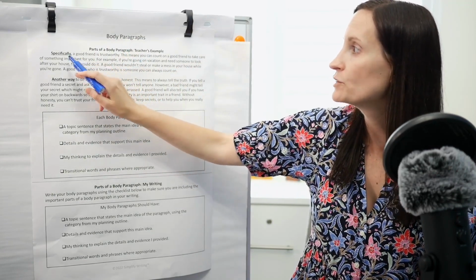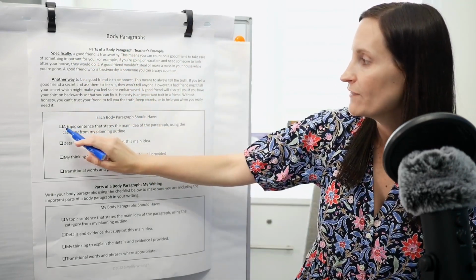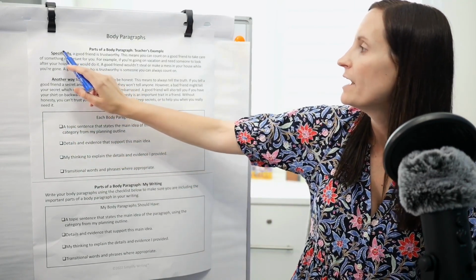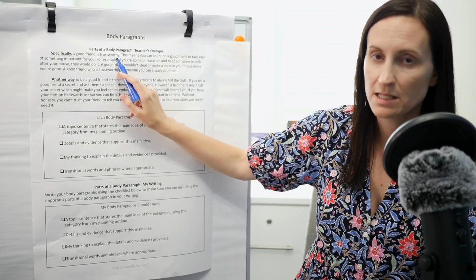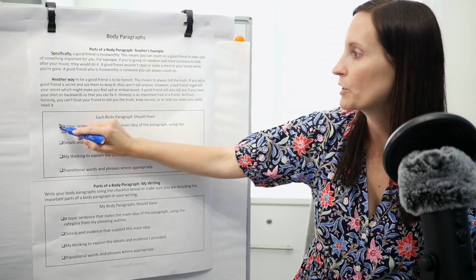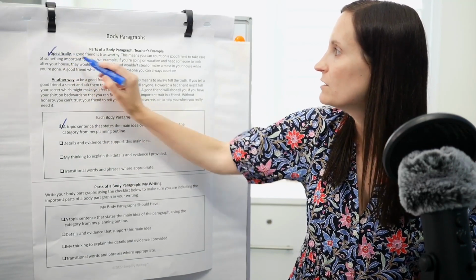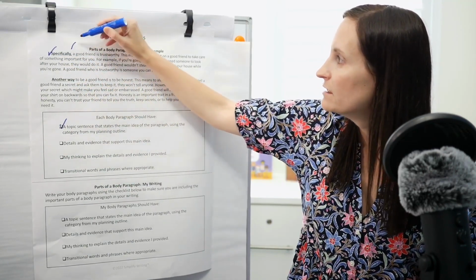And we have our transitions, and we're looking for a topic sentence that states the main idea. We have that right here: a good friend is trustworthy. That's the main idea of that paragraph. We're going to mark that off right here. We can label it.